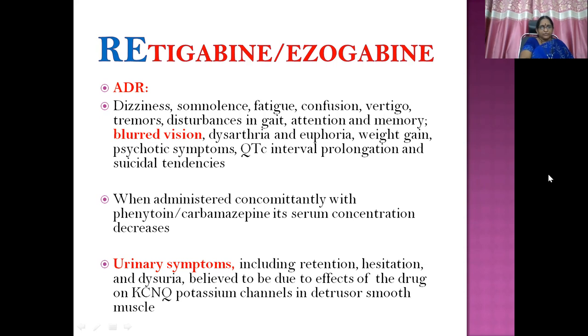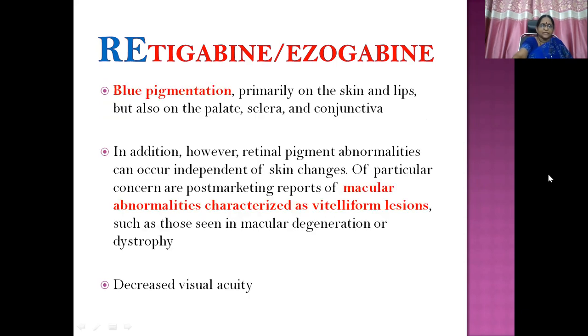Then dysarthria and euphoria, weight gain, psychotic symptoms, QTC interval prolongation, and suicidal tendencies, that is psychotic symptoms. Then when administered concomitantly with phenytoin or carbamazepine, serum concentration decreases. Then urinary symptoms also it gives rise to, including retention, hesitation, and dysuria. So urine. So R for urine, you can remember. And believed to be due to the effects of the drug and potassium channels in the detrusors, smooth muscle. So potassium channel opener. So, urinary symptoms, eye-related blurred vision, and then retinal pigment and skin discoloration.